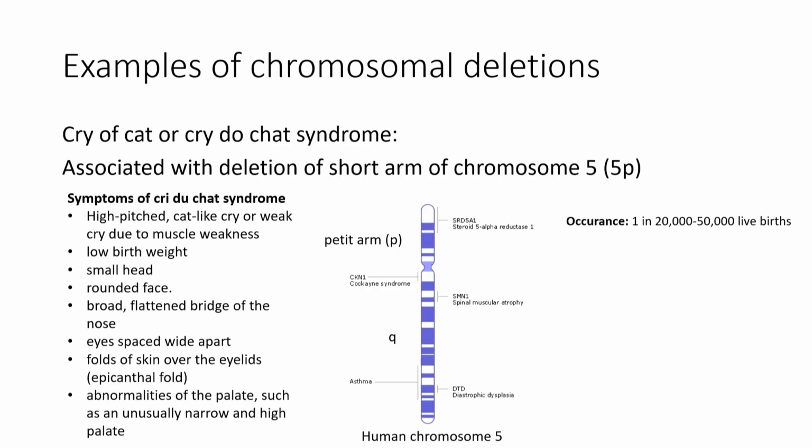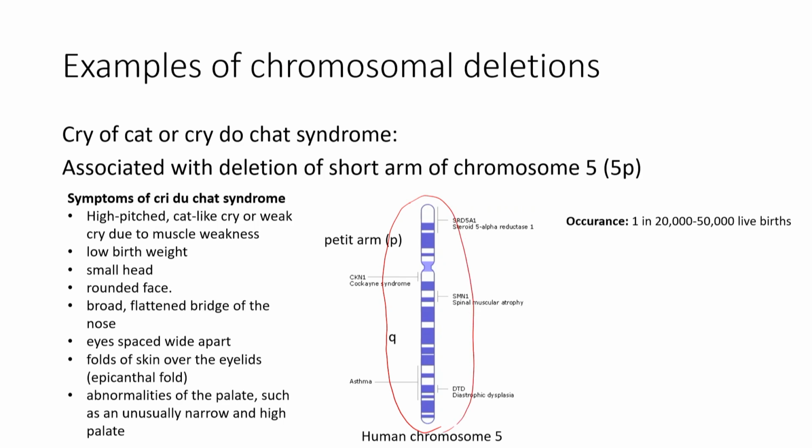Now, we take some examples of deletions, whether in nature we find such kind of deletions. The example is cry of cat, or the actual name is cri-du-chat syndrome. This is associated with deletion of short arm of chromosome 5. This is chromosome 5.